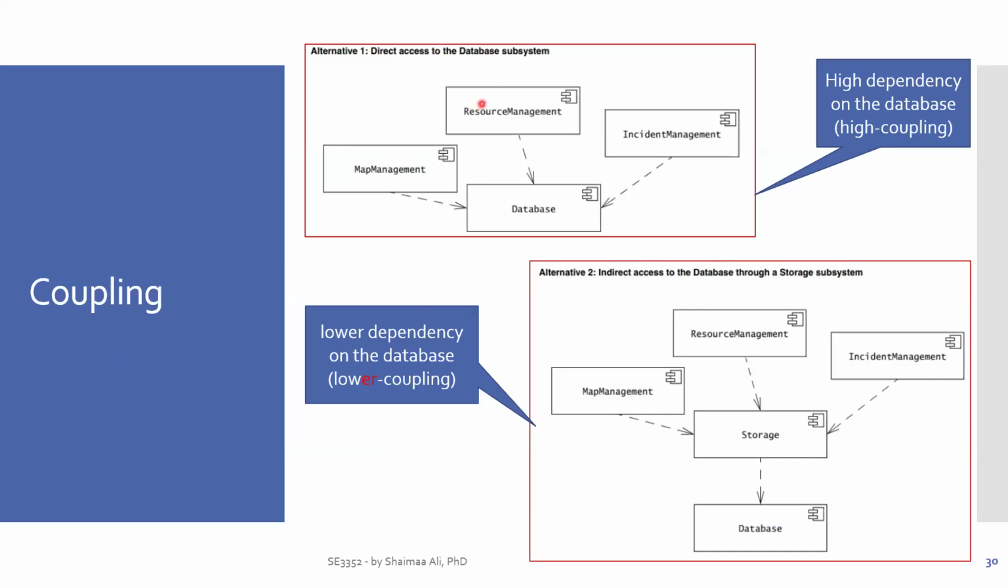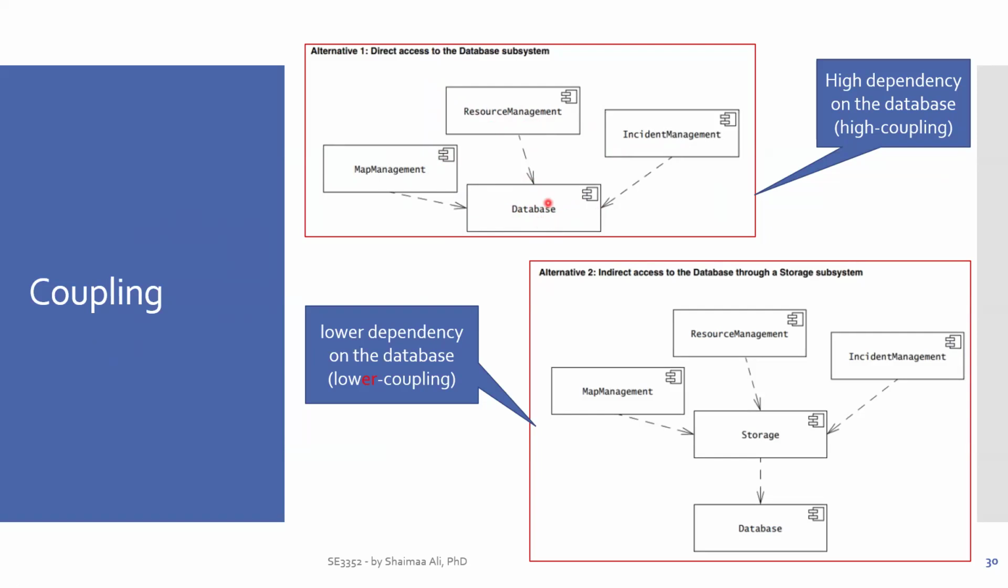Here, for example, here's a database component, and we have map management, resource management, and incident management. All these components depend directly on the database. So that's 1, 2, 3 dependencies on the database component. So that's high coupling on the database component.